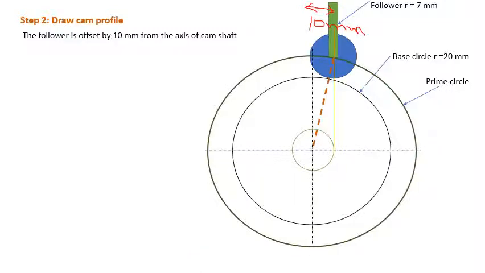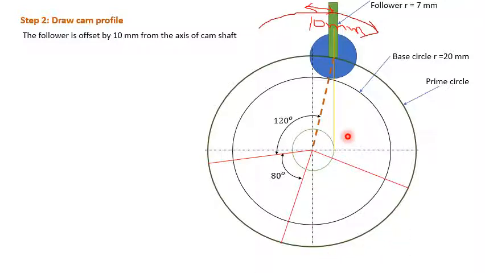Since it is rotating in a clockwise direction, this is the direction of rotation. So we have to divide this circle in the anti-clockwise direction. So the first stroke is the out stroke, which is 120 degree from this slant line. Consider this line as a reference in order to divide the circle. So this is the first stroke, out stroke. Next one is the first dwell, which is 80 degree.